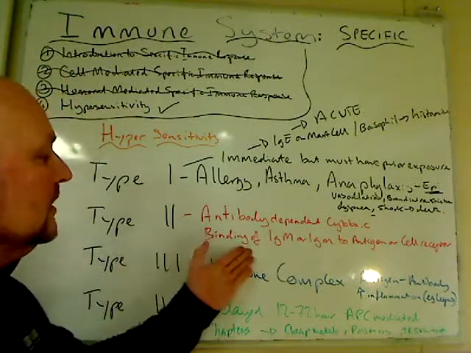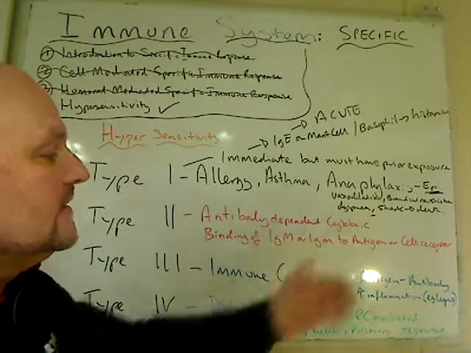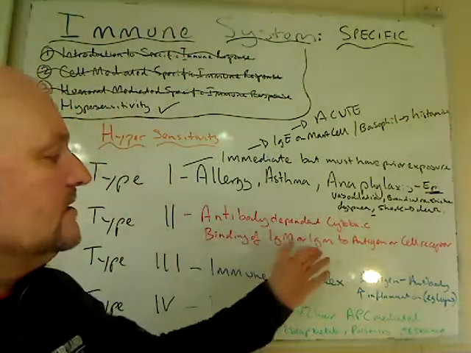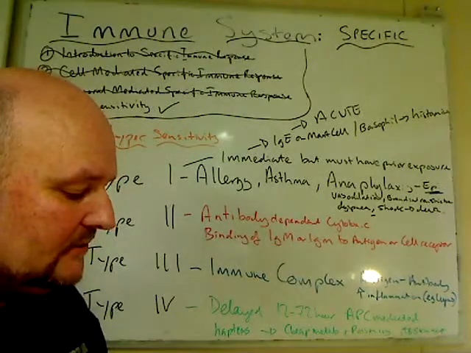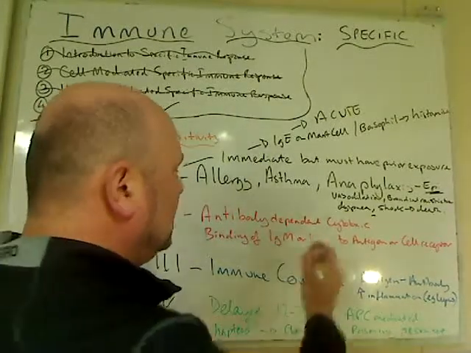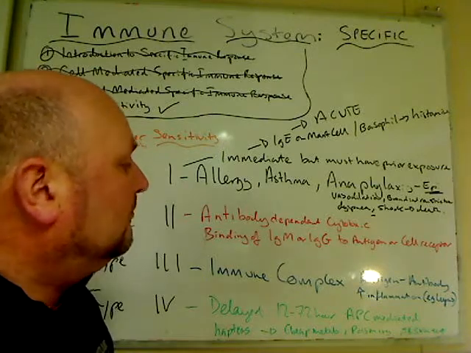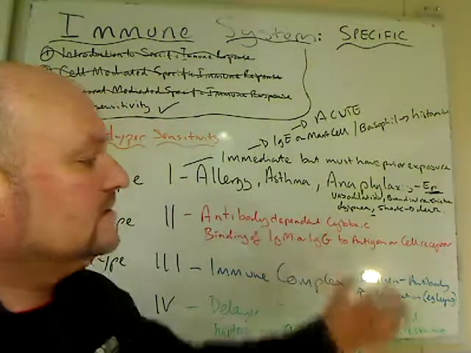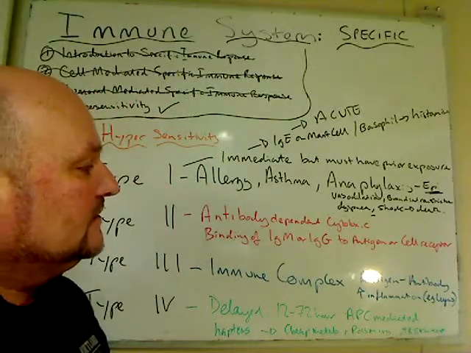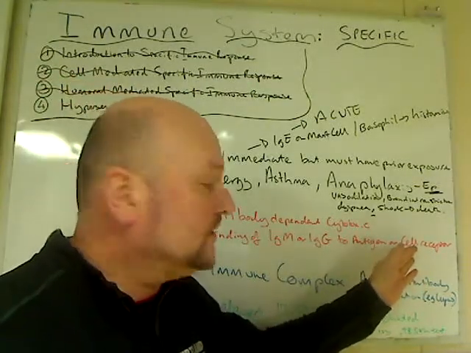So type 2. Well, type 2 hypersensitivity is an antibody dependent cytotoxic reaction, so it's slightly different, because in this case it's an IgM or IgG binding, and it binds to the antigen, like as we saw in your last video lecture. It binds to the antigen, but it can also bind to a cell receptor on the surface.